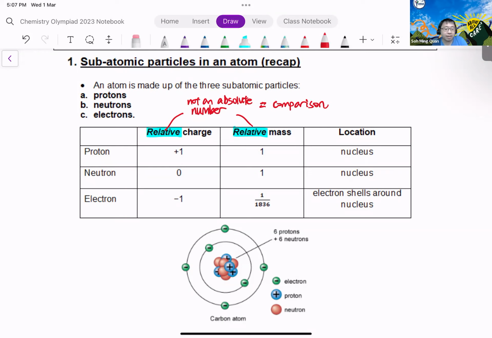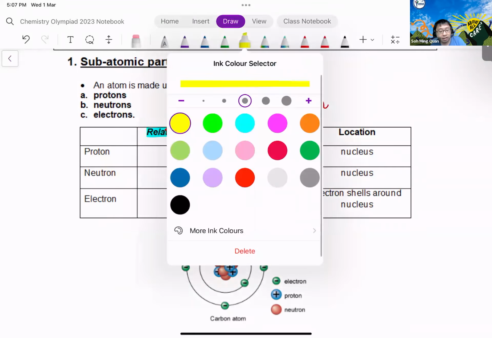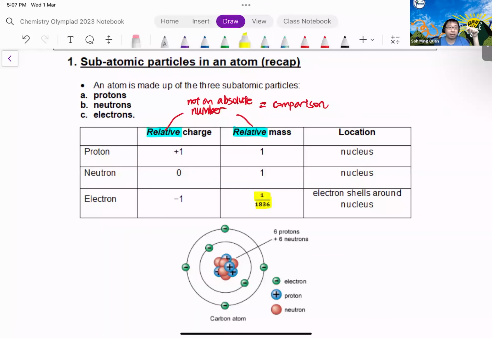However, if you notice, an electron has a relative mass of 1/1836. This means that an electron is 1,836 times lighter than a proton or neutron. Okay, so it's all relative, comparing. Are you heavier or are you lighter?